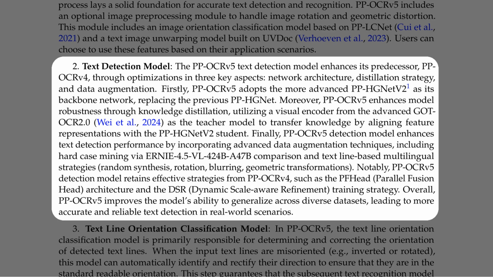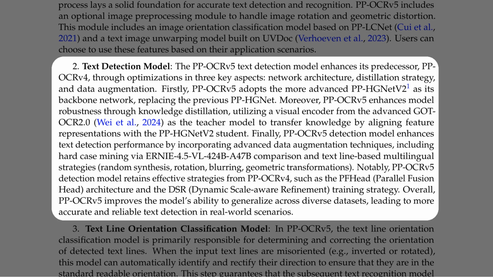Finally, the PaddleOCR v5 detection model enhances text detection performance by incorporating advanced data augmentation techniques, including hard case mining via ERNIE 4.5 VL 424B-A47B comparison, and text line-based multilingual strategies, random synthesis, rotation, blurring, geometric transformations. Notably, the PaddleOCR v5 detection model retains effective strategies from PaddleOCR v4, such as the PFHead parallel fusion head architecture and the DSR dynamic scale-aware refinement training strategy. Overall, PaddleOCR v5 improves the model's ability to generalize across diverse datasets, leading to more accurate and reliable text detection in real-world scenarios.